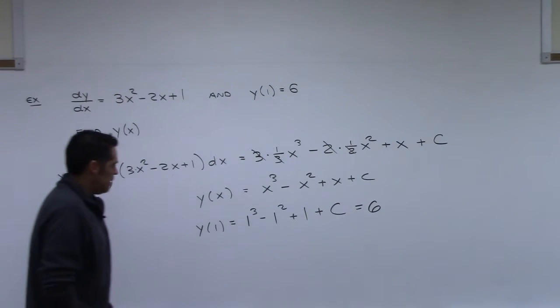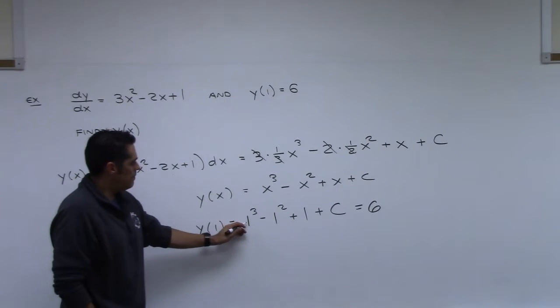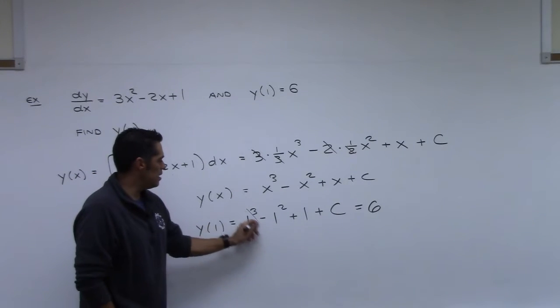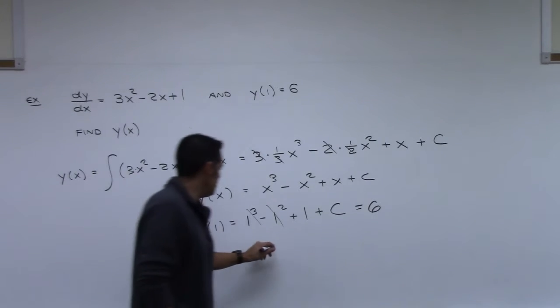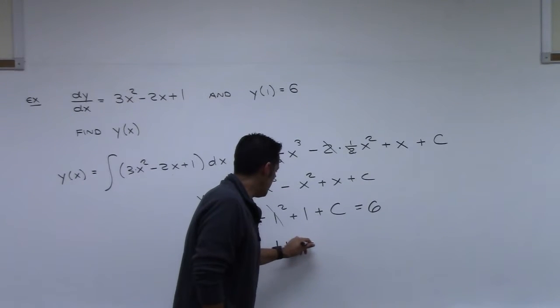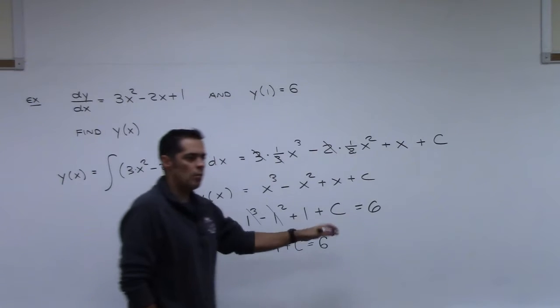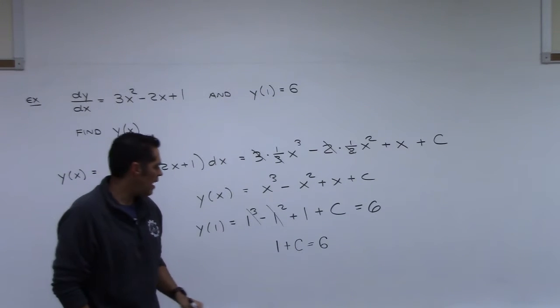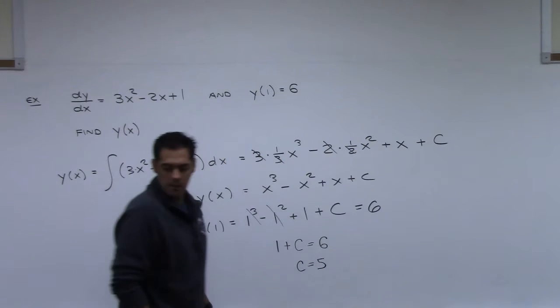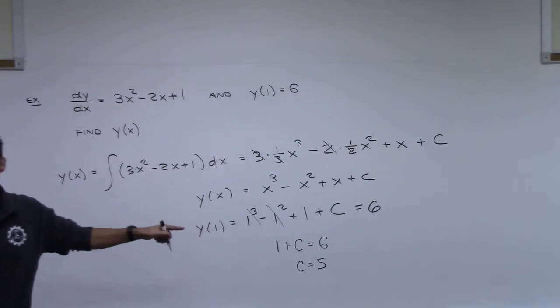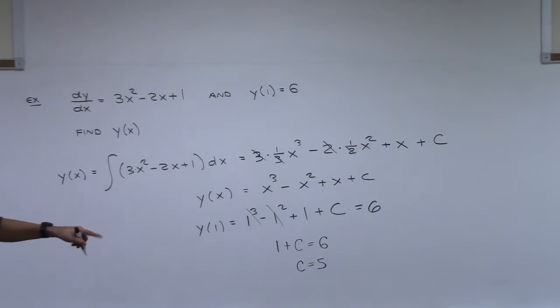All right, so what do we get here? 1 cubed is 1, right? 1 squared is 1. So those are going to cancel each other out. So you get 1 plus c is 6. And if you subtract 1 from each side, you get c is 5. Now be careful. Your answer is not c equals 5, right? That's not your answer. What is your answer?